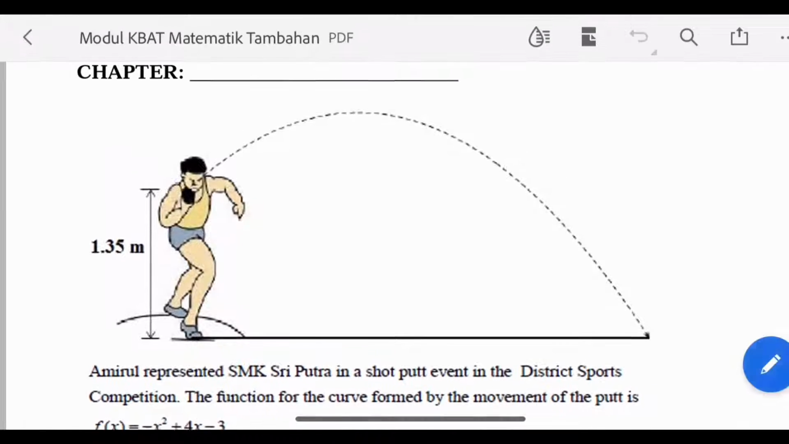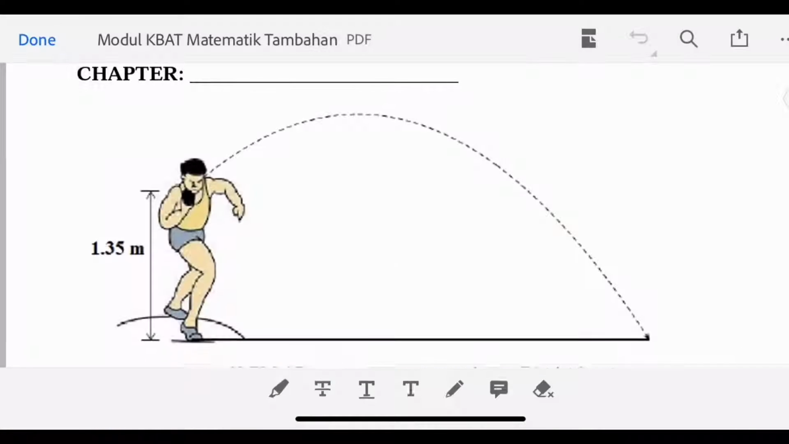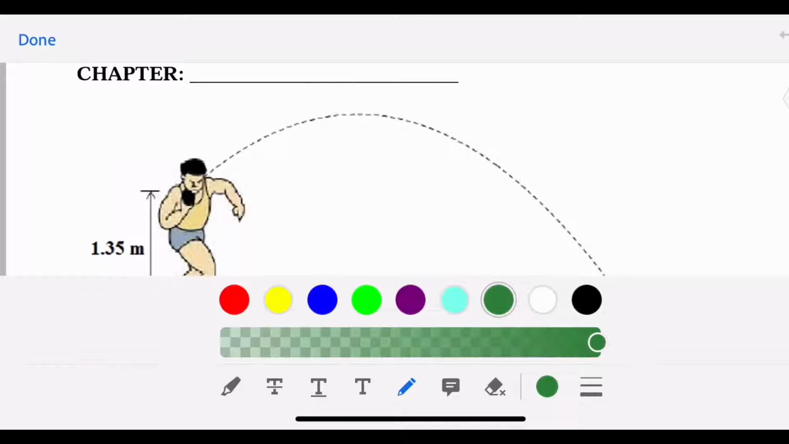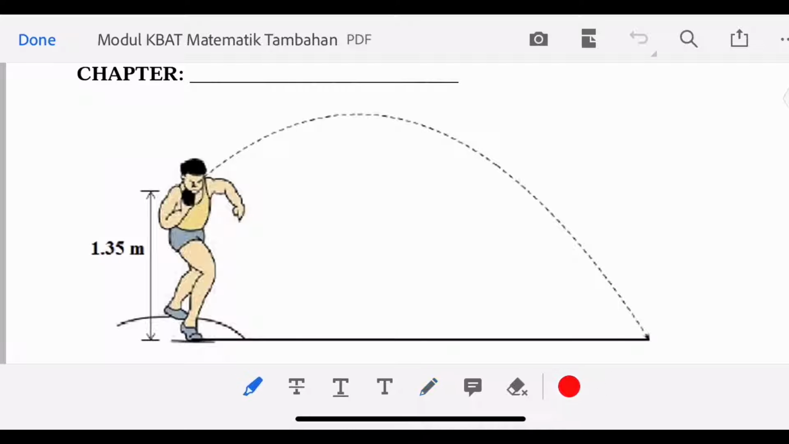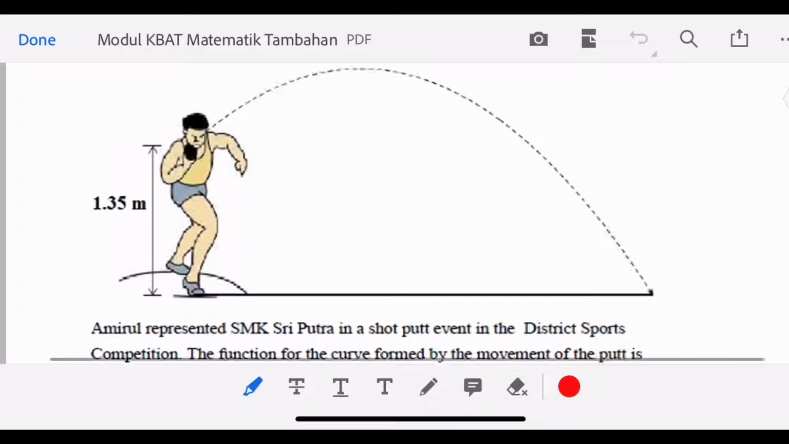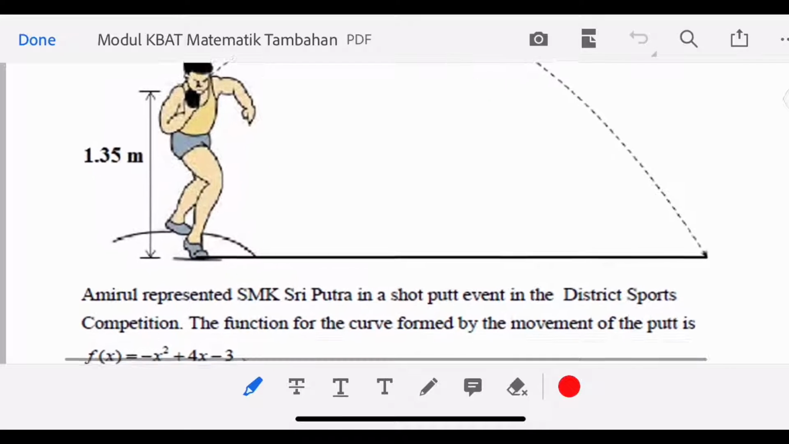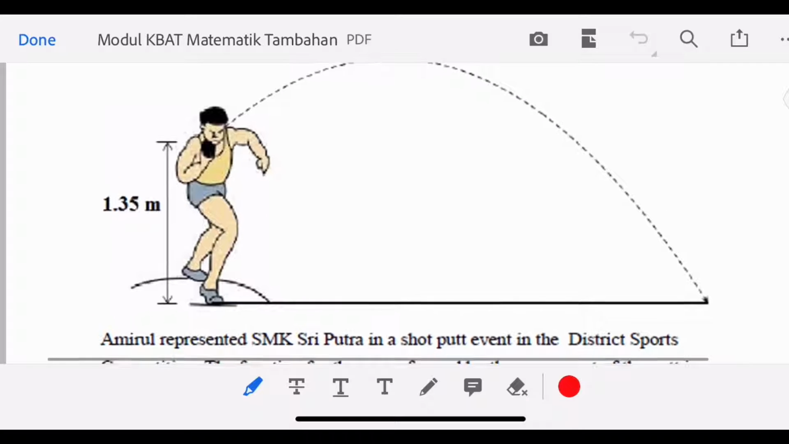Okay, today we'll discuss one of the hot questions in the Form 4 syllabus. It is in the KSSM and also KBSM syllabus. So this is a hot question. Let's go through the question.